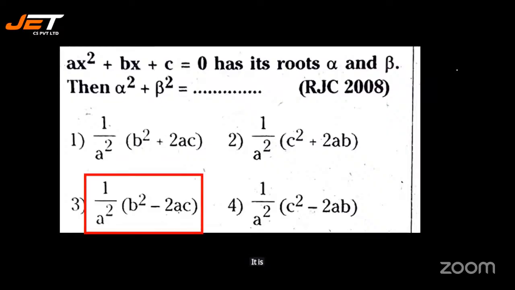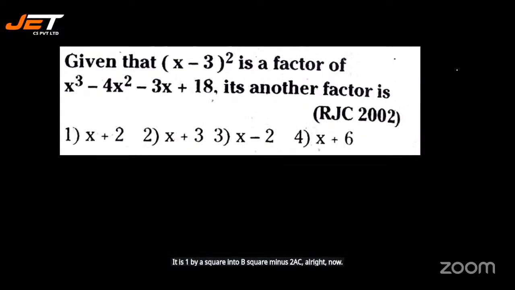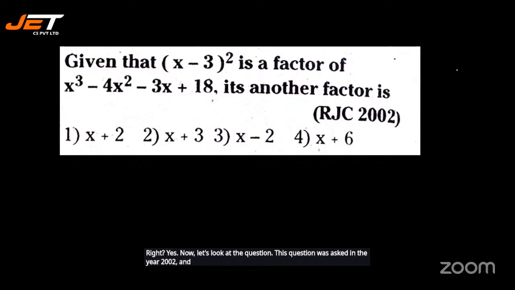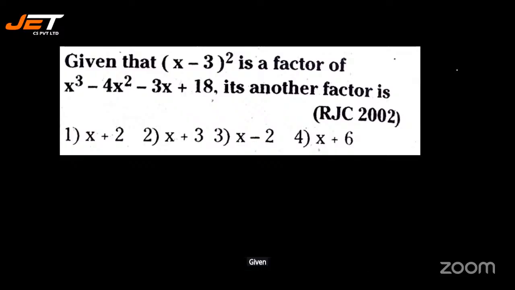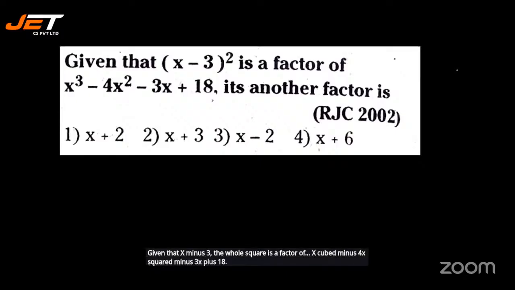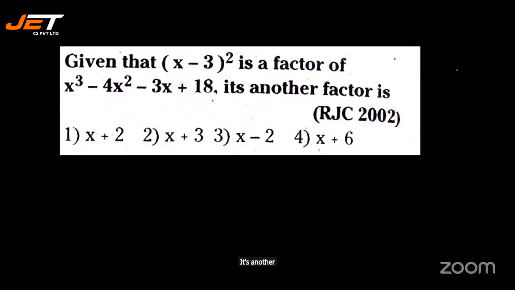It is 1 by a square into b square minus 2ac. All right, now with this question, the last one we'll do now. After that, we'll have science. Now let's look at the question. This question was asked in the year 2002 in RJC exam. Given that x minus 3 the whole square is a factor of x cube minus 4x square minus 3x plus 18, its another factor is dash.